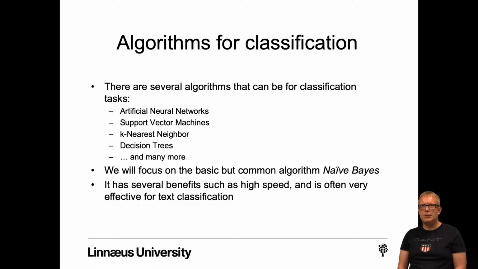There are several algorithms we can use for classification tasks, supervised machine learning: artificial neural networks, support vector machines, k-nearest neighbor, decision trees, and many more. Here we will focus on a basic but quite common algorithm, Naïve Bayes. It has several benefits such as high speed, and is often very effective, for example in text classification problems.